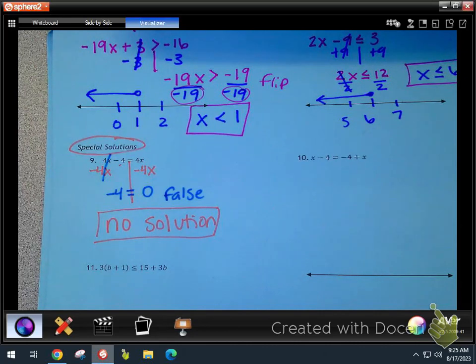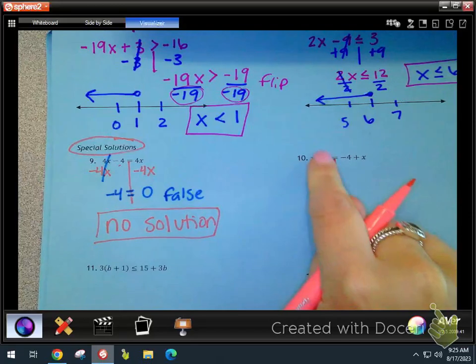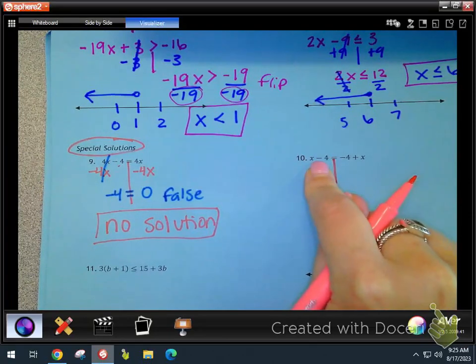So how I wrote false is not my answer. False helps me get my answer. So let's look at this one. X minus 4 equals negative 4 plus x. Draw your line. Do we have to distribute or combine like terms on the left?